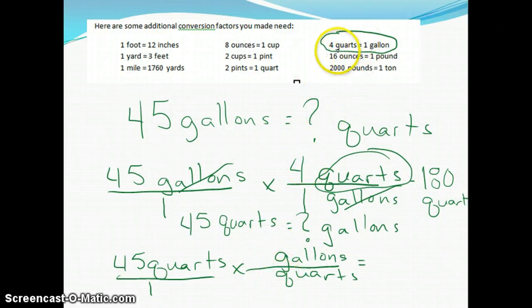And then we need to figure out which numbers go where. So if we look up here again, it says 4 quarts. So next to quarts, we're going to put 4. And then it says 1 gallon, so next to gallons, we're going to put 1. Now the 4 is on bottom, and whenever you have a number on bottom, that means you're going to divide by it. So we'll take 45 times 1, which is 45, and divide by 4. And that equals 11.25. And again, we can figure out what units we're left with by crossing out our quarts, and we're left with gallons.